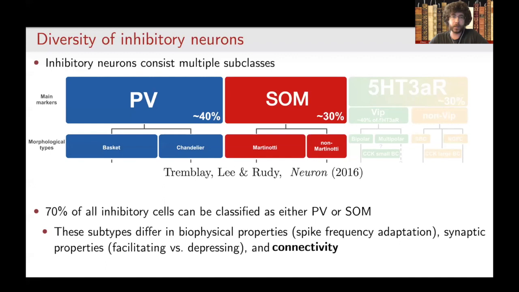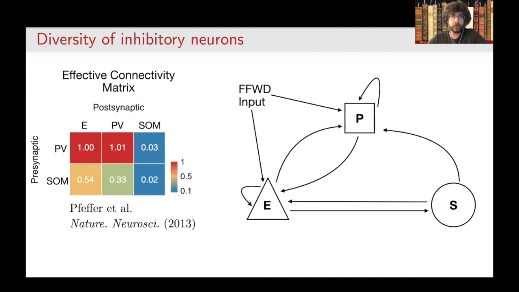Again, at the population level, we have a good idea of the effective connectivity of these populations. And we can really see a key difference right off the bat: the PV subtype has recurrent inhibition, right? So they inhibit themselves, while some cells don't have this recurrence. And we'll see that's going to be a key component, as well as the fact that PV can inhibit E, but PV does not have a direct line to SOM, while SOM does have a direct line to PV.